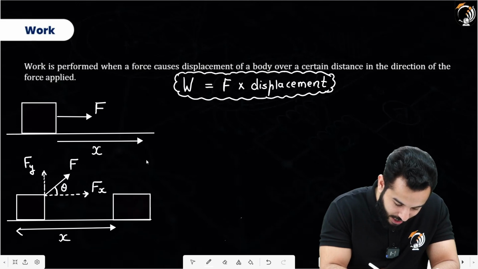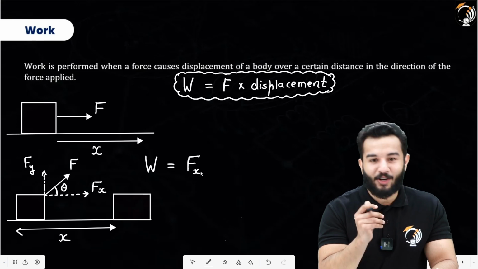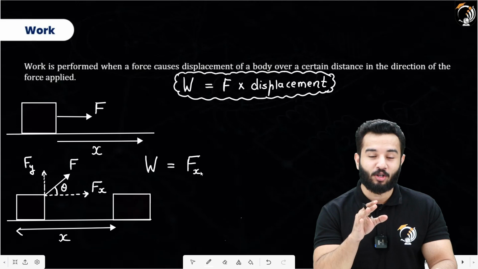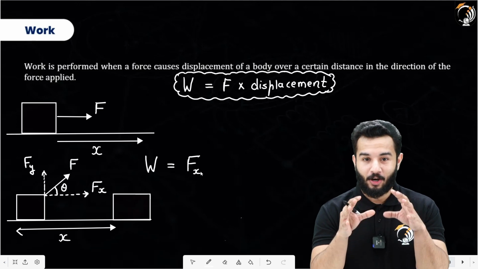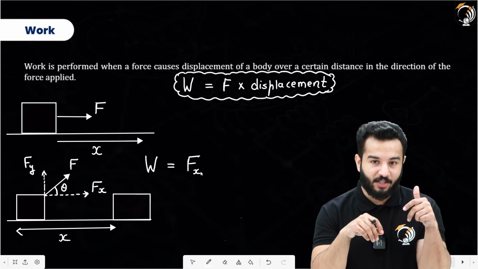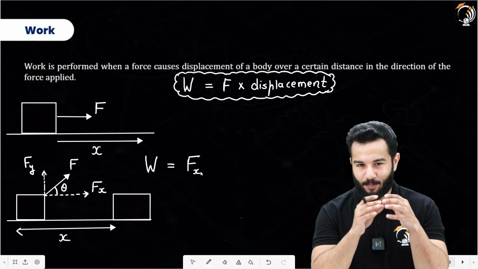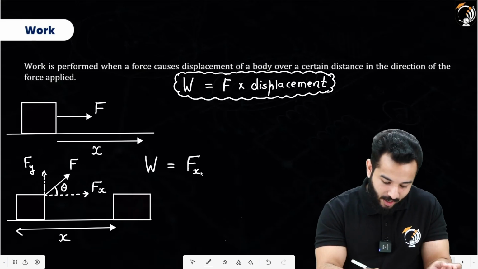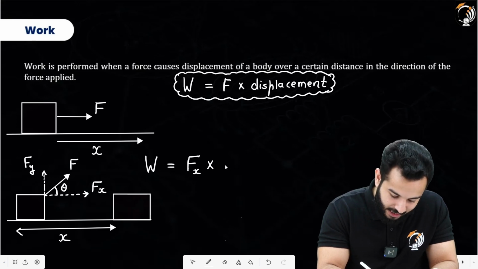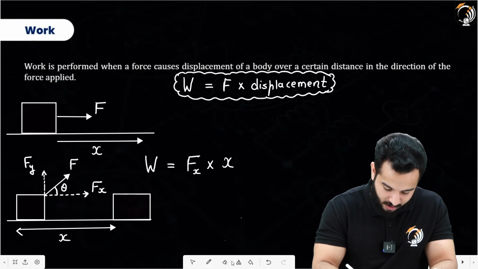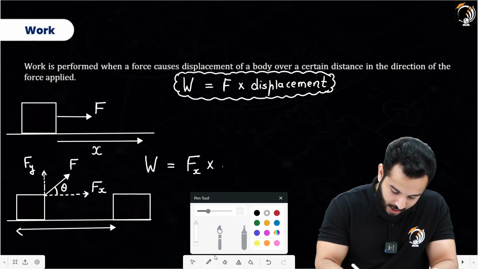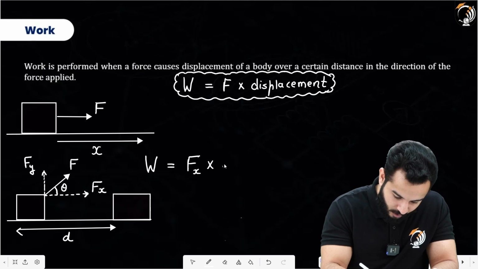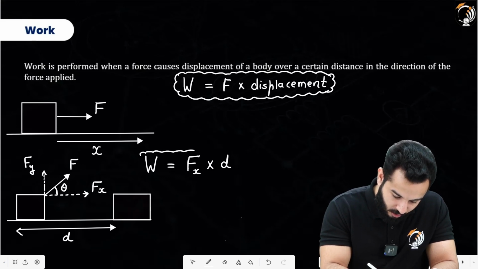So now in this case I'm going to write the work done as force, but instead of writing just F, I'm going to write Fx, which is nothing but the horizontal component of force. Because if you ask me in which direction the box is getting displaced, it is getting displaced in the horizontal direction. So let's write down Fx times the displacement, that is x, or you can take another variable so that we don't get confused. So let's say this is d. So Fx times d. Now this is your work done.